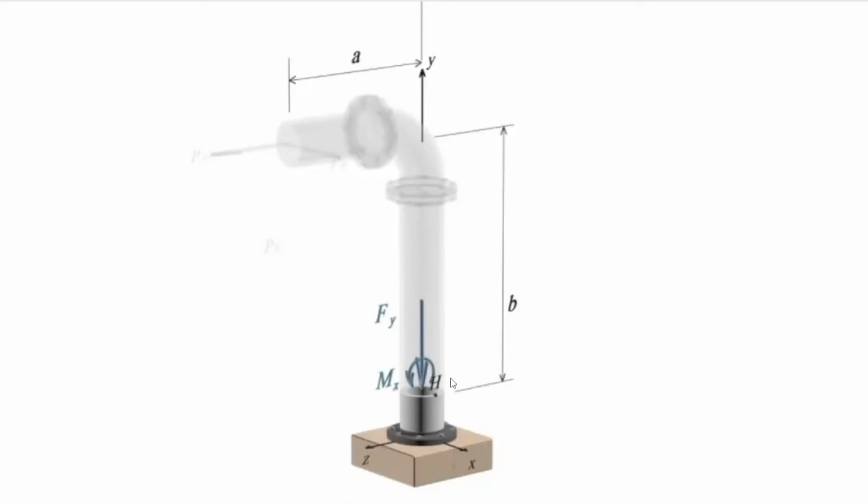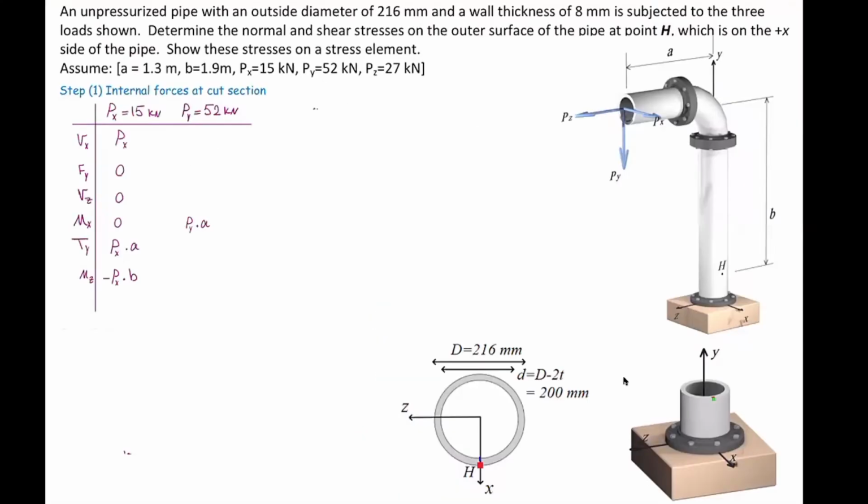One moment about x, the magnitude of that is Py multiplied by A, positive, and one axial force with the magnitude of Py, with negative sign. Why did I use negative sign here? Because the force is compressing the element. Moment about the x is going to be Py multiplied by A, positive, axial force is going to be negative Py, and all other components are going to be 0.